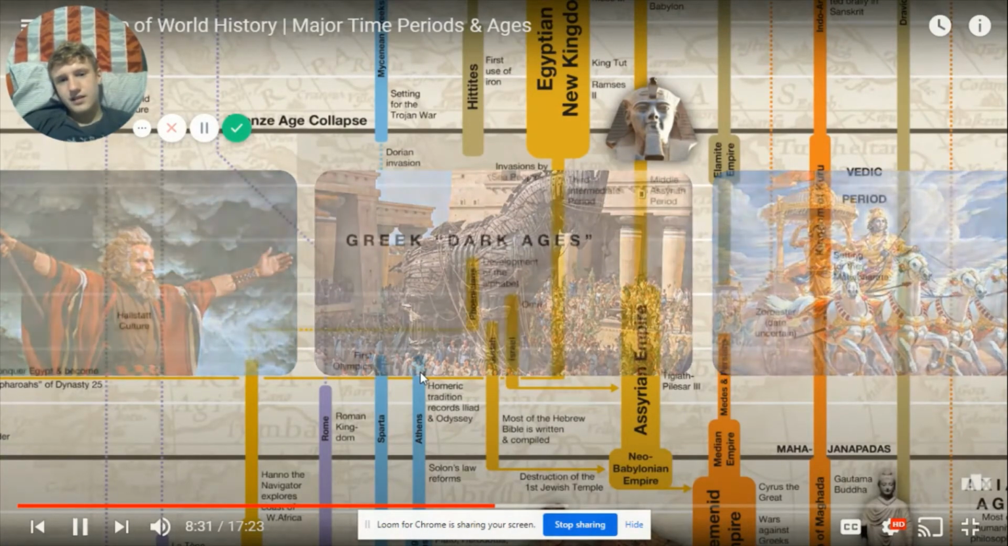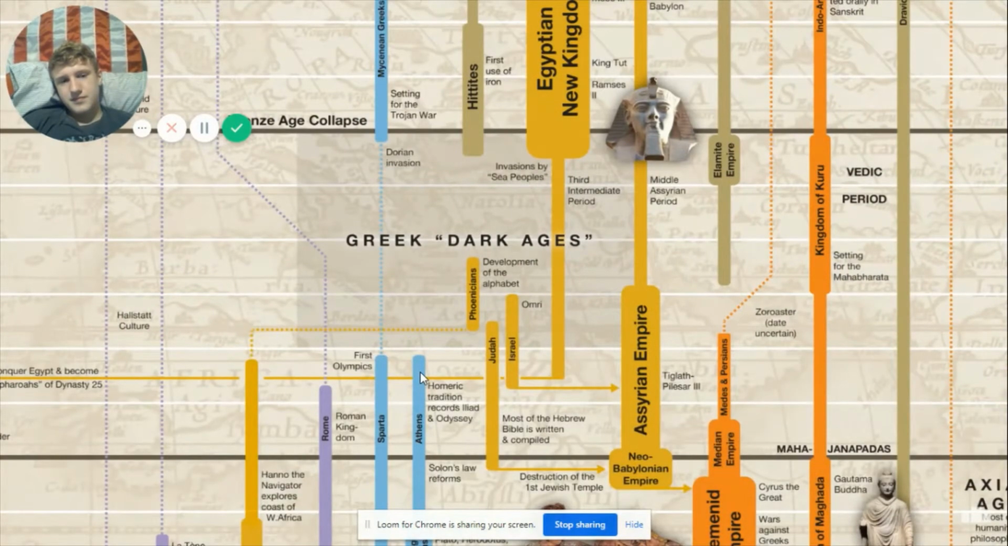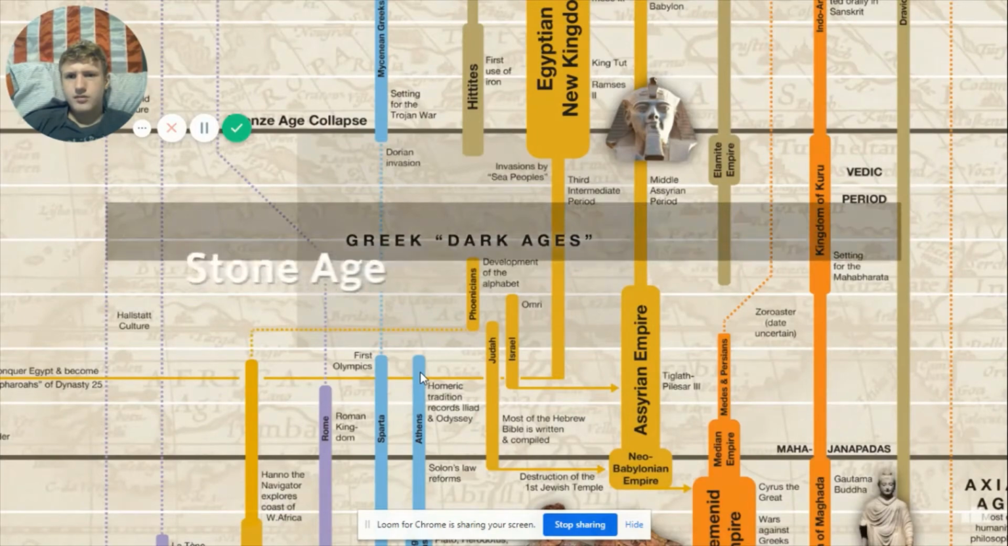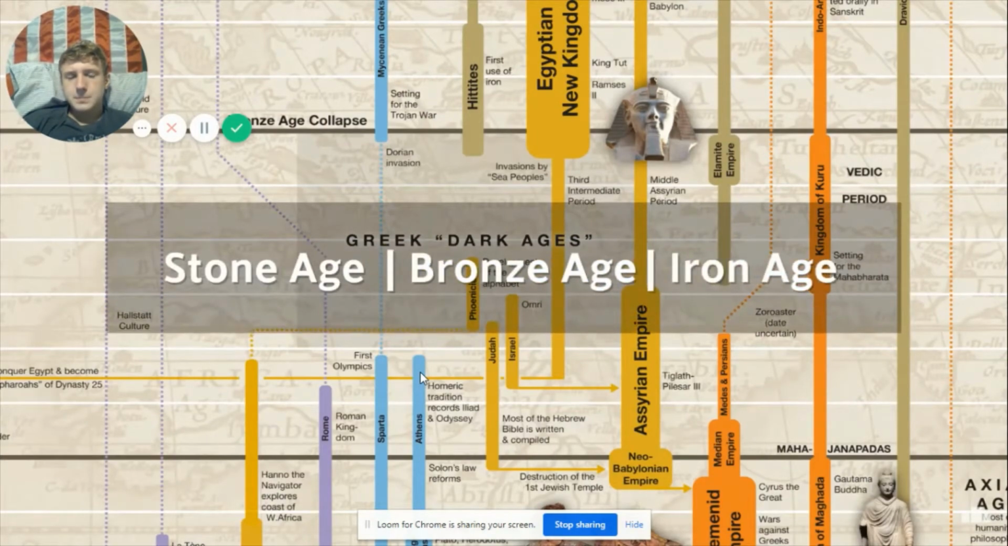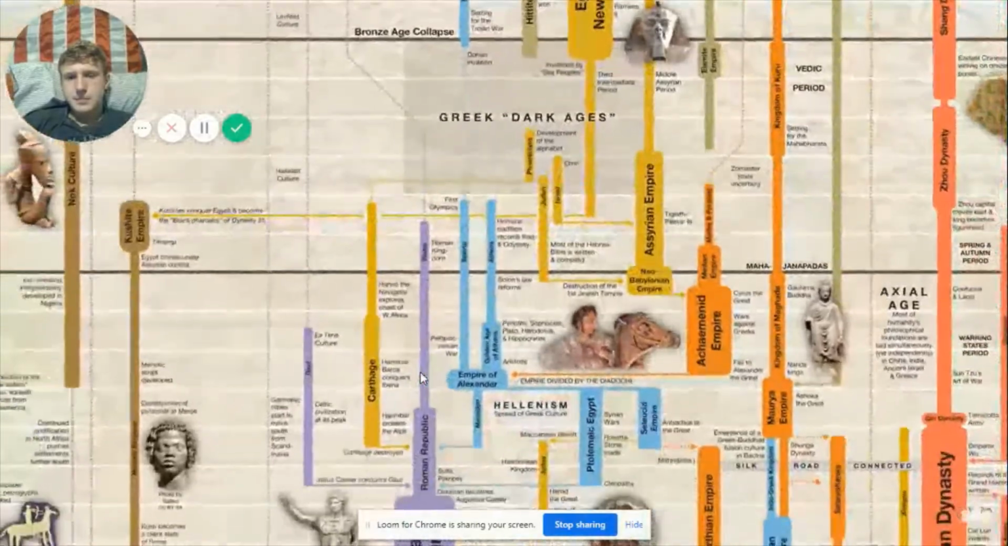The Bronze Age collapse also coincided with the first use of iron in the Middle East. Therefore, the period in which the Greek Dark Ages took place is also aptly called the Iron Age. This is the third and final period in what is known as the Three Age system, consisting of the Stone Age, the Bronze Age, and the Iron Age. The next period is not actually part of the Three Age system.